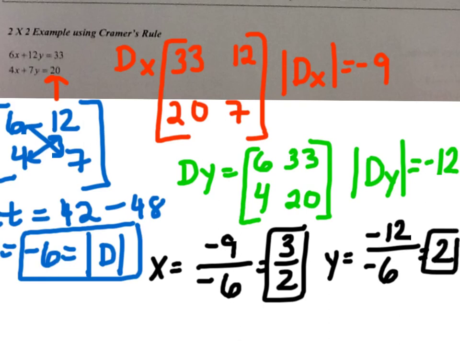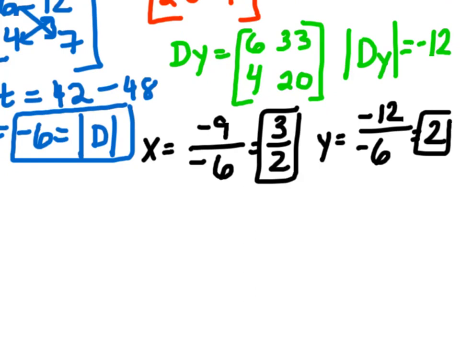Now, just like every other section in this chapter, you have to write it as an ordered pair. So I'd write the answer as 3/2, comma, 2.